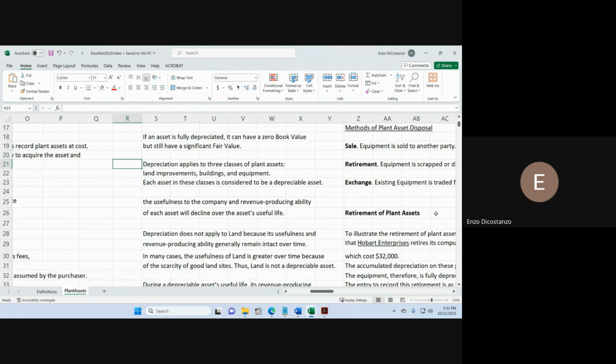Depreciation applies to three classes of plant assets: land improvements, buildings, and equipment. Each of these asset classes is considered to be a depreciable asset. The usefulness of the company and revenue producing ability of each asset will decline over the asset's useful life.